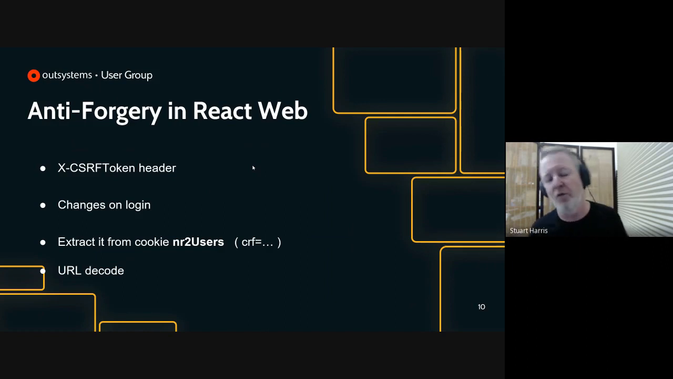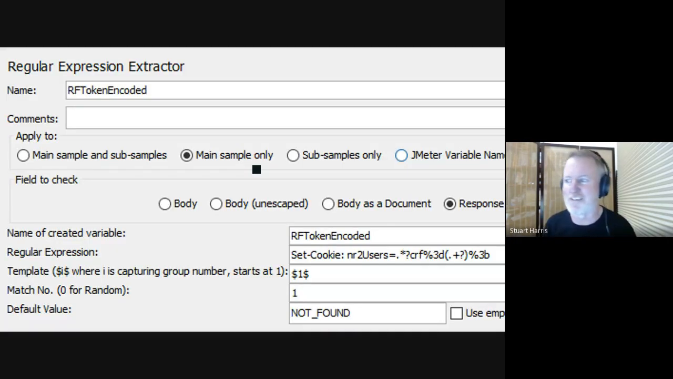So in OutSystems, the way you do that, there's a cookie called number2users that's got a little CSRF value in it. You've got to URL decode that value and then stick it back in the X-CSRF token header in your test. This is probably the bit that you actually wanted to know from this section, so I thought I'd just include it.